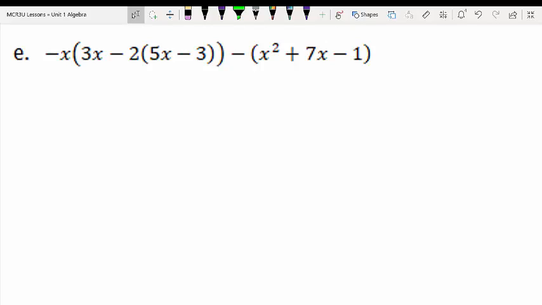Okay, for this one I would like you to pause the video and try this on your own. Just be aware of the double set of brackets. So make sure that you go ahead and distribute the negative 2 first, and then distribute your negative x by everything after. Okay? Another hint is that this is technically a negative 1. So go ahead, pause the video, try this on your own, and then when you're done, press play and you'll see the full solution and you can check your answer.